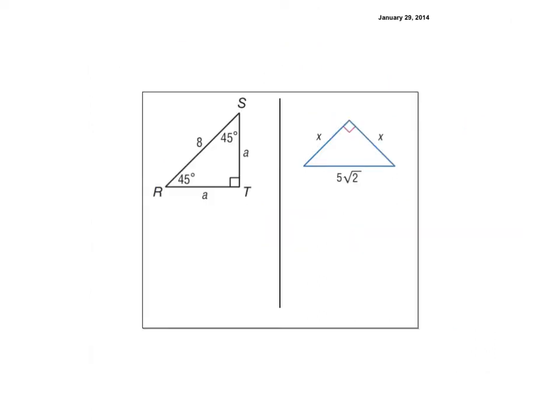All right, now we're going to work in the opposite direction. We're going to work from the hypotenuse to the leg. So let's remember our rule here. Hypotenuse to the leg, we're going to a smaller side, so we're going to divide by root 2.